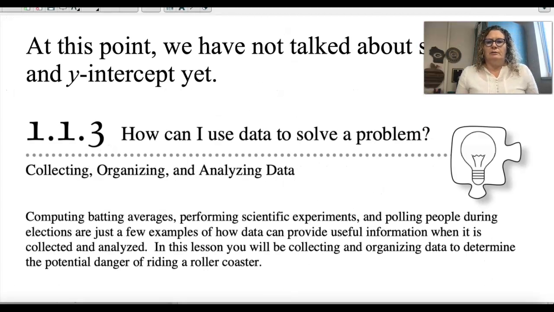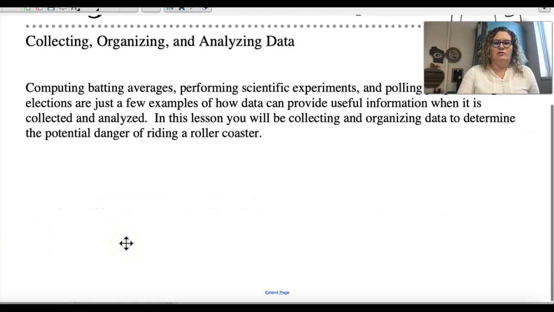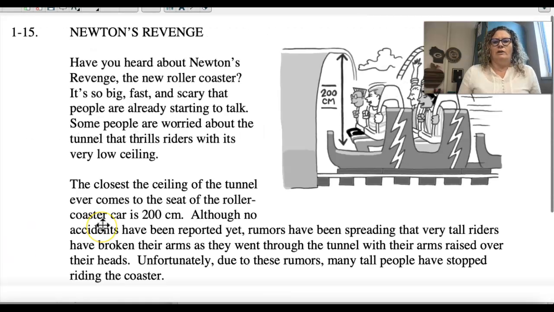At this point in the year, we have not talked about slope and y-intercept. They are just learning about collecting data. What they are given in this problem is a situation where they have to figure out whether or not a ride is safe. The information is given to them as that potentially this ride is unsafe, and that one piece of information is that the closest the ceiling comes to the seat of the roller coaster is 200 centimeters. And then we just need to try to figure out if the ride is safe.